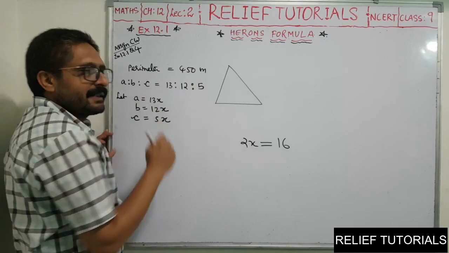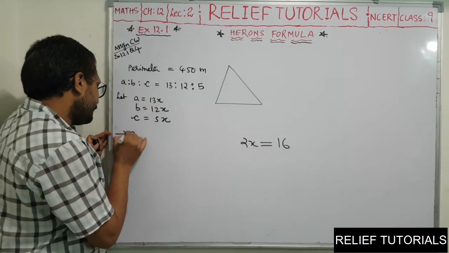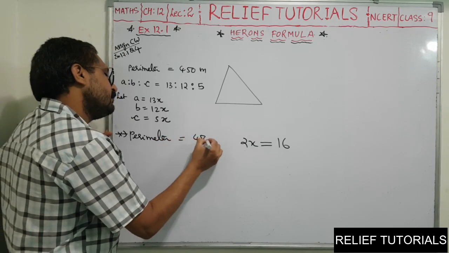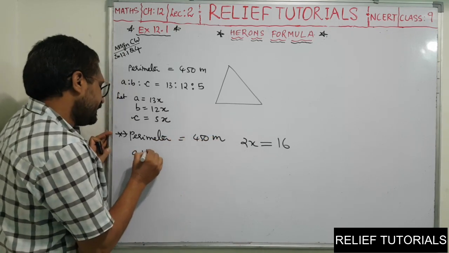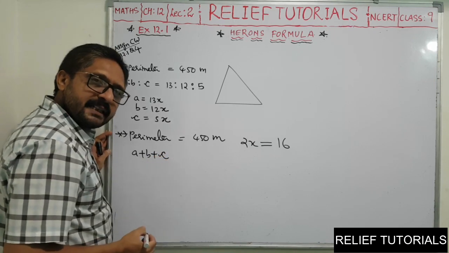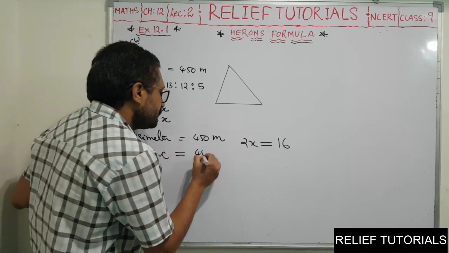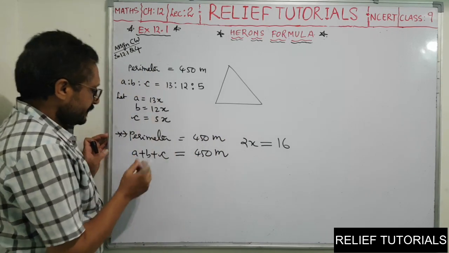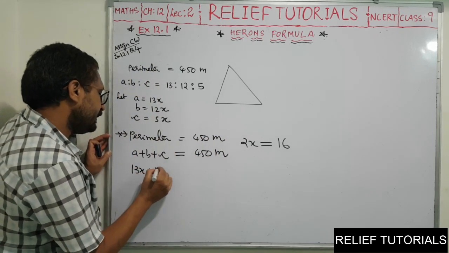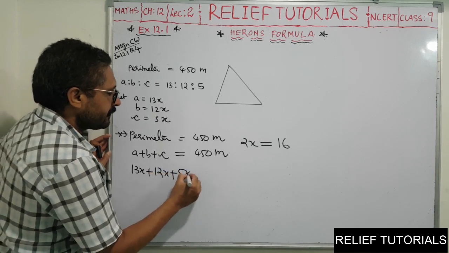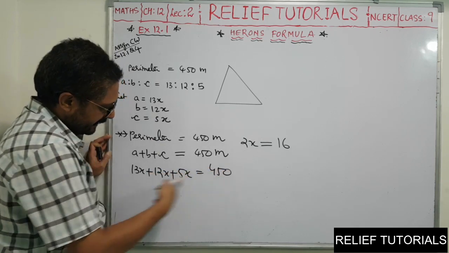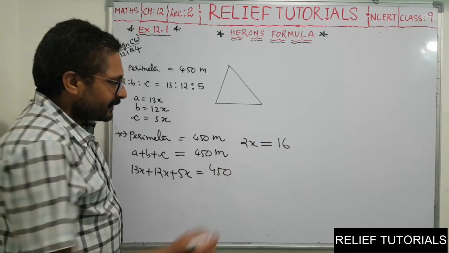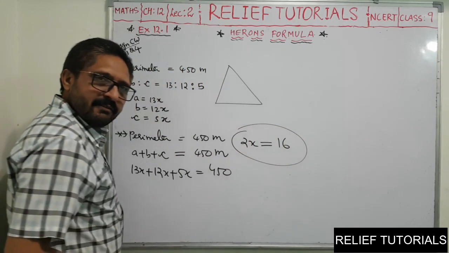So what is that here? Perimeter is given. See here. Perimeter is equals to 450 meter. Perimeter means A plus B plus C, sum of all three sides, is equals to 450 meter. So A is 13x, B 12x, C 5x is equals to 450. See here we got an equation. We got some relation like this. So now we can find the value of x.